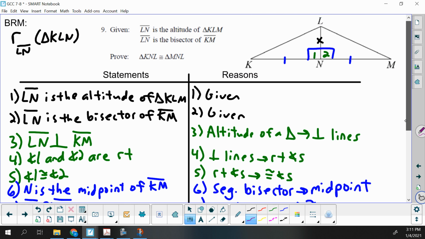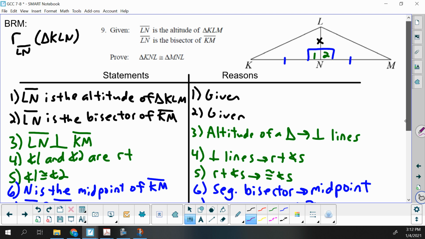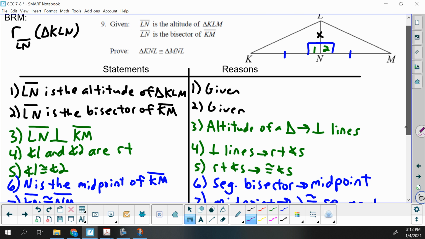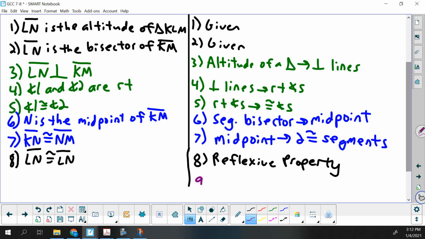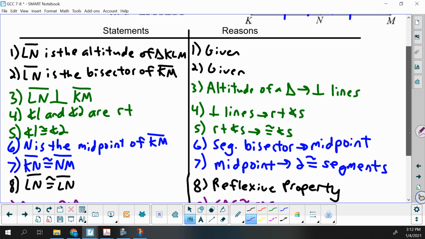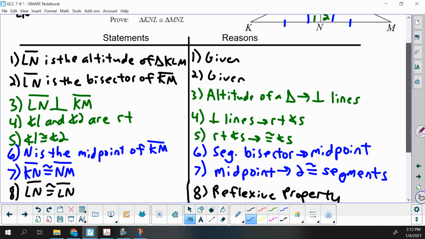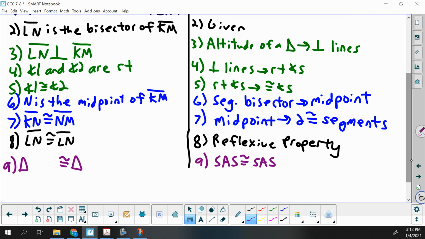And if we look at our picture now, we have an angle in between two sides. So angle in between two sides will be side angle side, congruent to side angle side. And then our statement is just what we wanted to prove, KNL and MNL for our triangles.